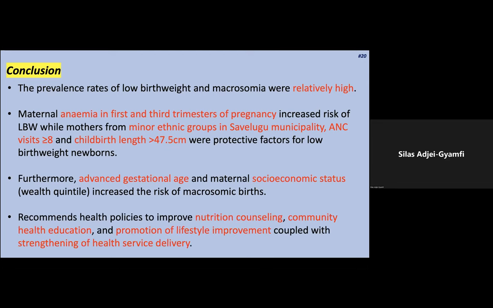Hence, this study recommends health policies such as the recruitment and also training of more public health nutritionists to improve the nutrition counseling in their health facilities and also in the district. Also, community health education and promotion of lifestyle improvement, coupled with the strengthening of health service delivery, are very necessary to reduce the risk of low birth weight and macrosomia, which have future consequences in adulthood, such as developing non-communicable diseases like diabetes, hypertension, cancers, among others.